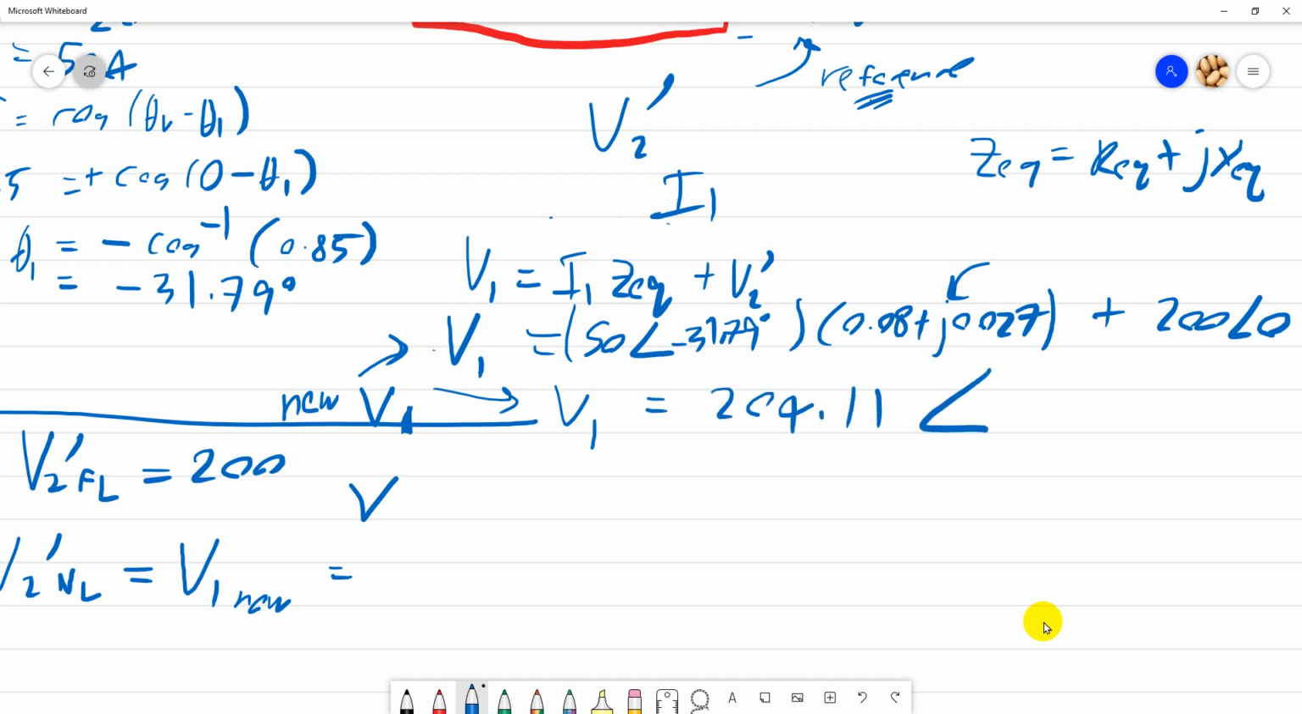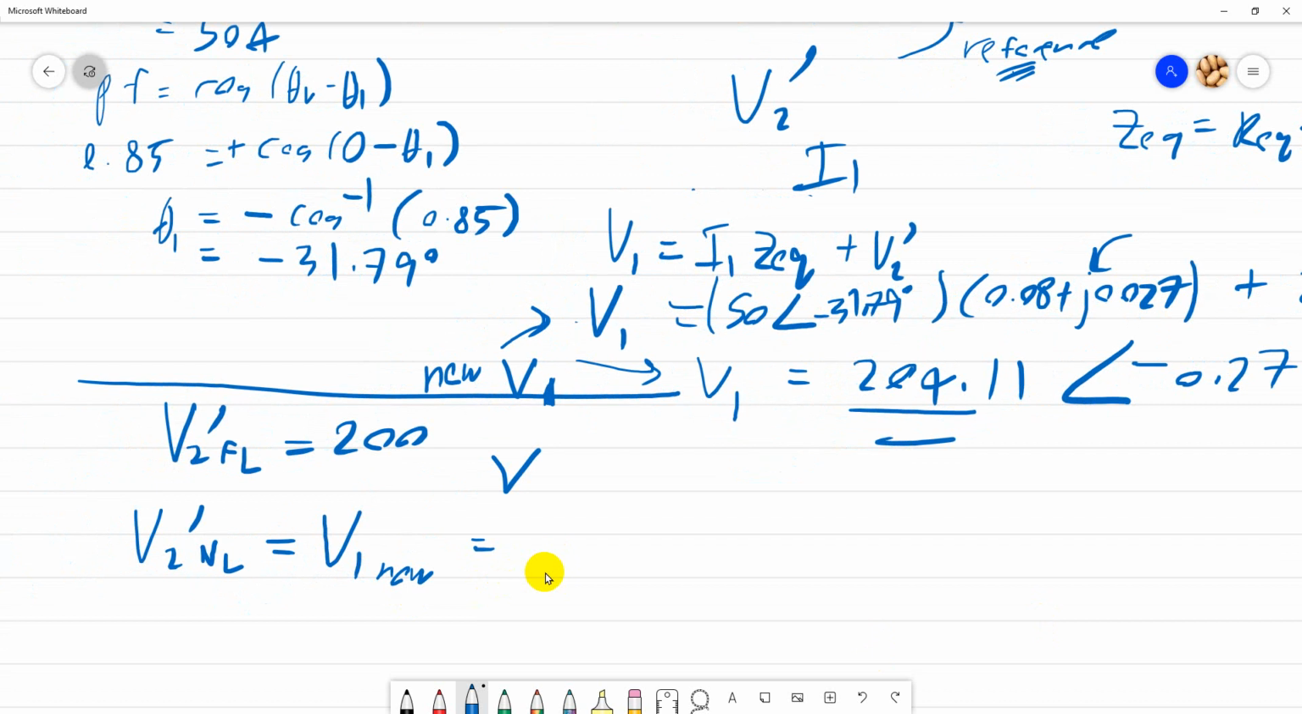204.11 angle. Make sure you use the polar form. This one is negative 0.27. When you want to calculate the voltage regulation, only take the magnitude. So your new value is 204.11. This one is no load, the new no load. The previous one is the old one. So this is the full load, of course. The old no load is 200, but the new no load is 204.11 volt.